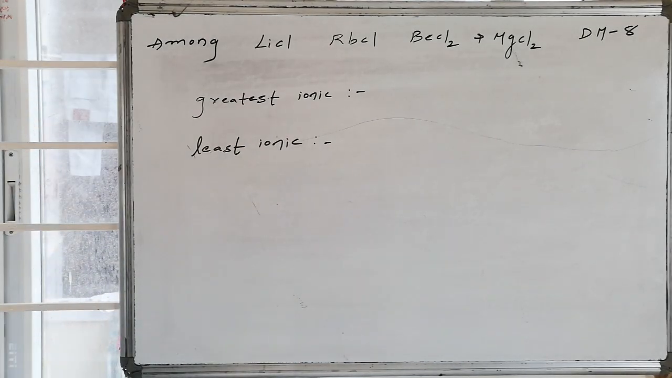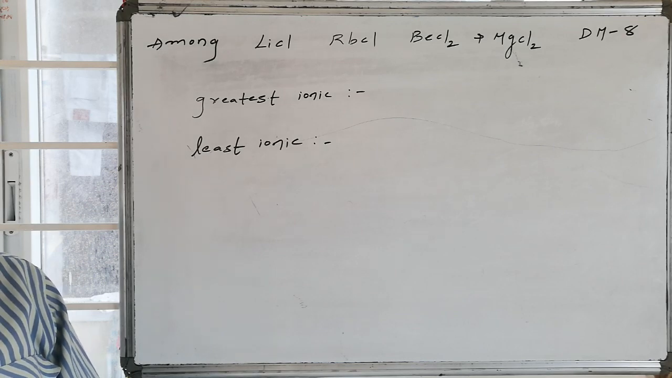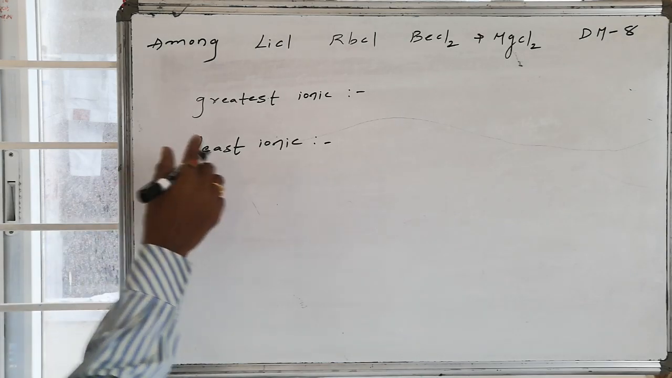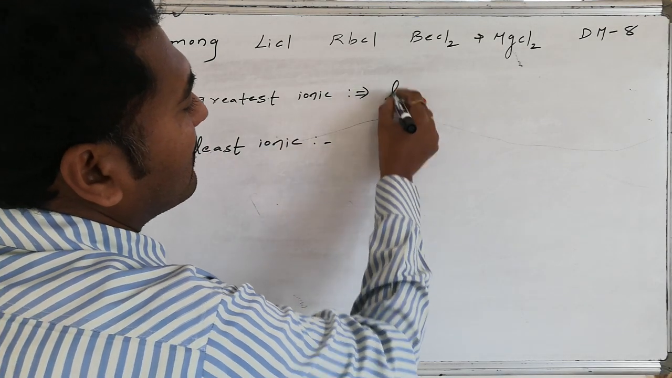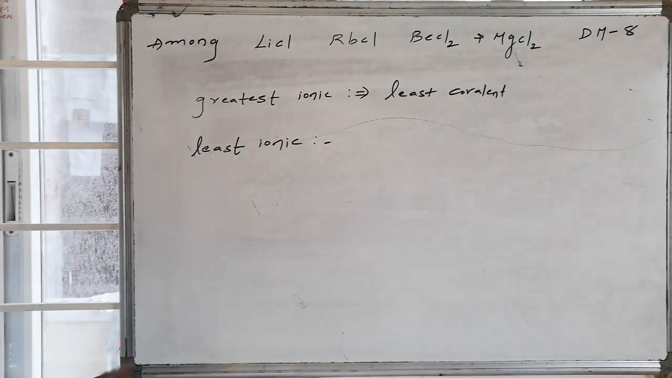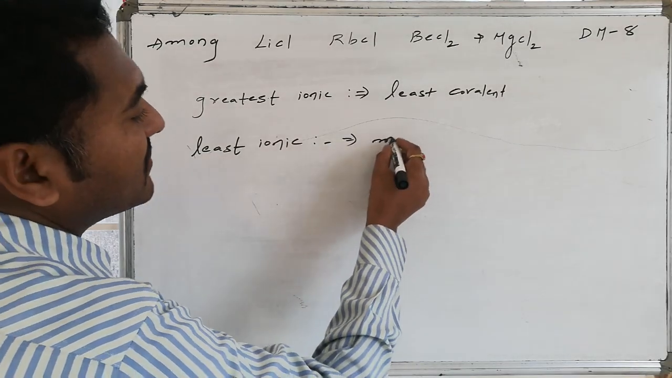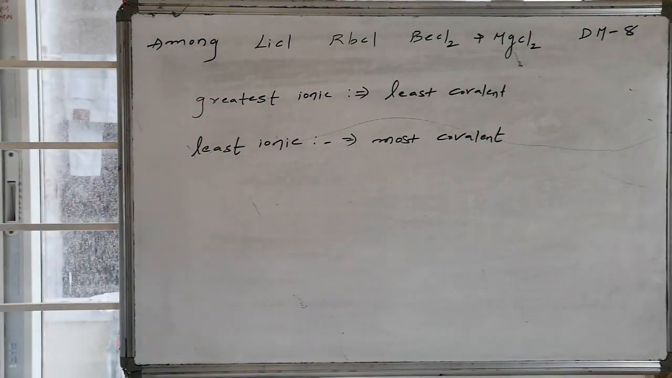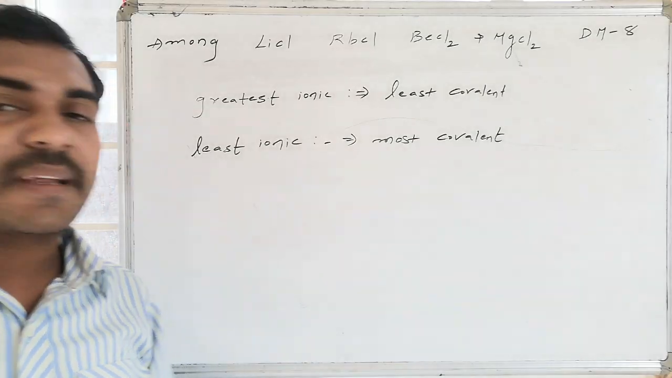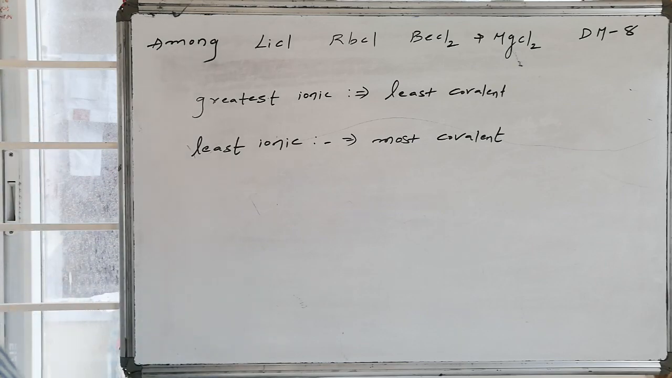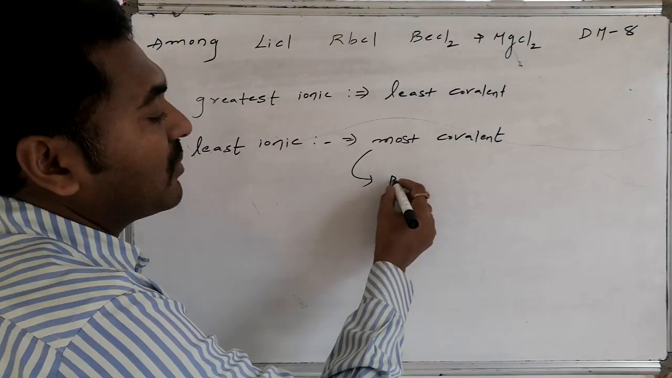Among lithium chloride, rubidium chloride, beryllium chloride, and magnesium chloride, the greatest ionic as well as the least ionic is asked. Greatest ionic implies least covalent, whereas least ionic implies most covalent. If I go for the most covalent, it implies the cation has high polarization power and the anion has higher polarizability. Here the anion remains the same, hence the most covalent is decided by polarization power.